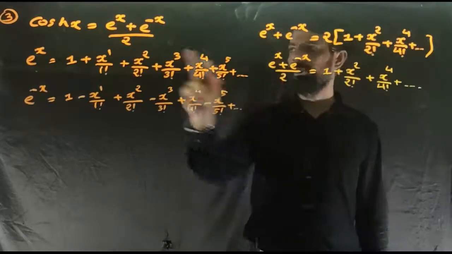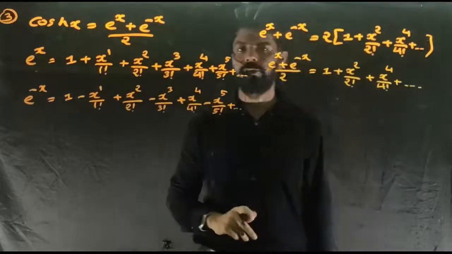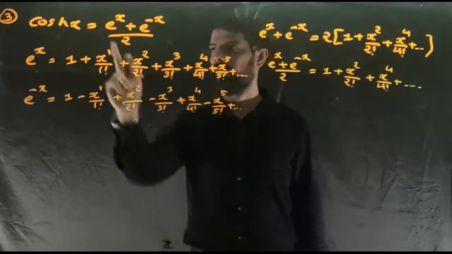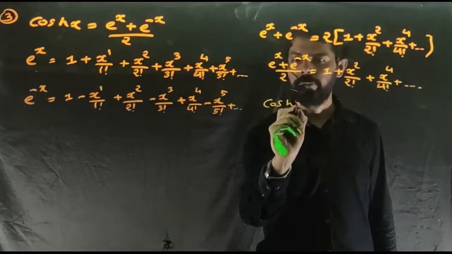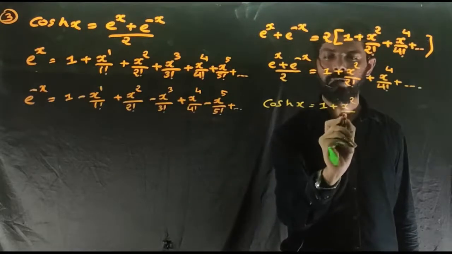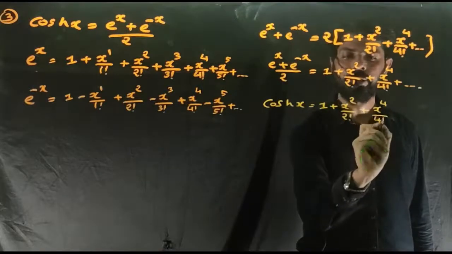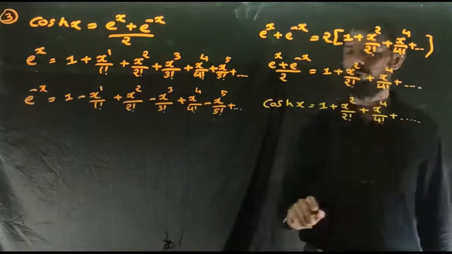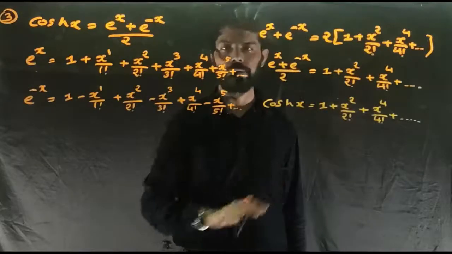So this is what it is, cos hyperbolic x. We can replace e raised to x plus e raised to minus x divided by 2 by cos hyperbolic x. So cos hyperbolic x is equal to 1 plus x square by 2 factorial plus x raised to 4 by 4 factorial plus so on. So this is the Maclaurin series of cos hyperbolic x.